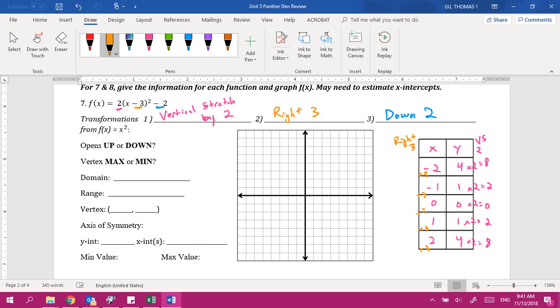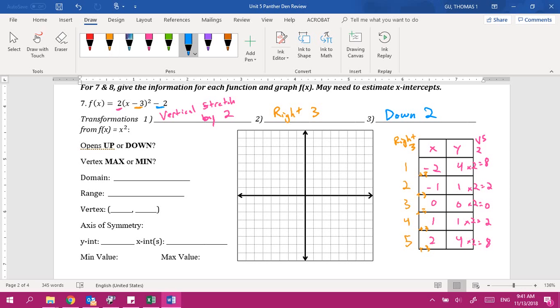So what are my new x values then? If I add 3 to all the x values. What's 0 plus 3? 3. What's 1 plus 3? 4. And what's 2 plus 3? 5. Okay, so these are my values so far now. I've taken care of going to the right 3. My last transformation is going down 2.